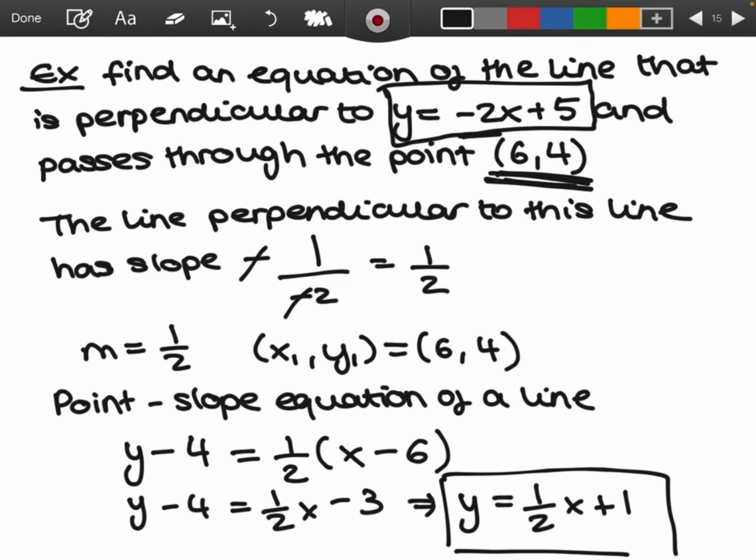Any line that has slope of 1/2 would be perpendicular to that original line that we were given. But we have added on that additional property that it has to pass through that particular point, and that gives us an exact equation. But any line that had slope 1/2 would be perpendicular to that initial line. We've just added in some extra stuff to find a particular line.